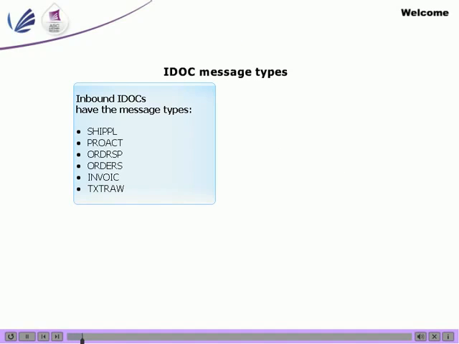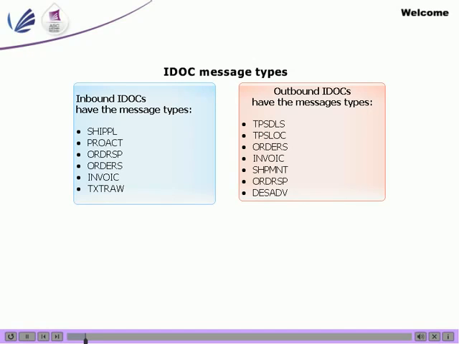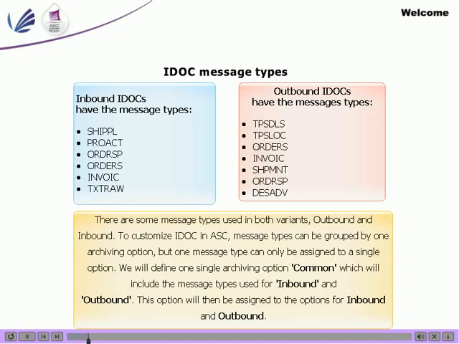Inbound and outbound iDocs have different message types, but some of the message types are used in both variants. A message type can only be assigned to one single archiving option. However, one single archiving option can be affiliated to several options.